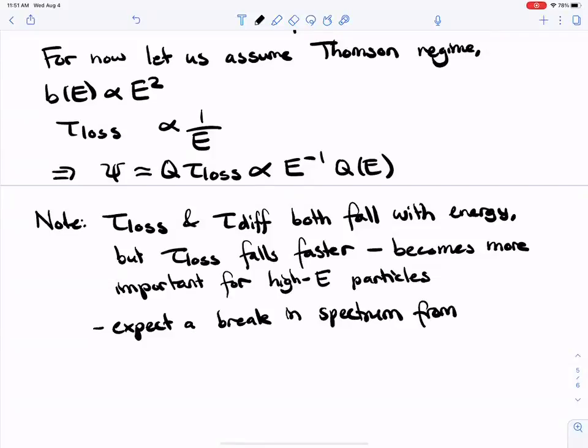So just these propagation effects can give you features in the spectrum that have nothing to do with the underlying particle physics.